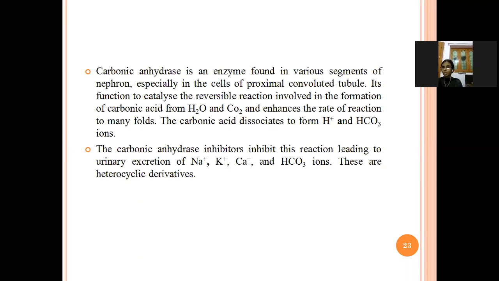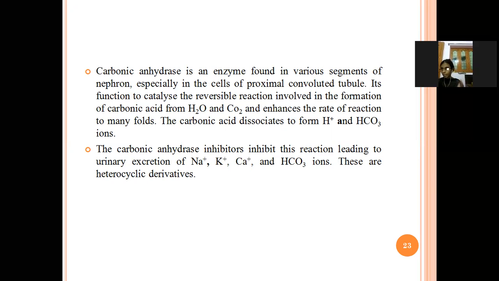So it will combine the water molecule and the carbon dioxide molecule to form carbonic acid. See here, it is involved in the formation of carbonic acid from water and carbon dioxide. This carbonic acid will then be dissociated into the hydrogen ion and bicarbonate. So, the carbonic anhydrase inhibitor.